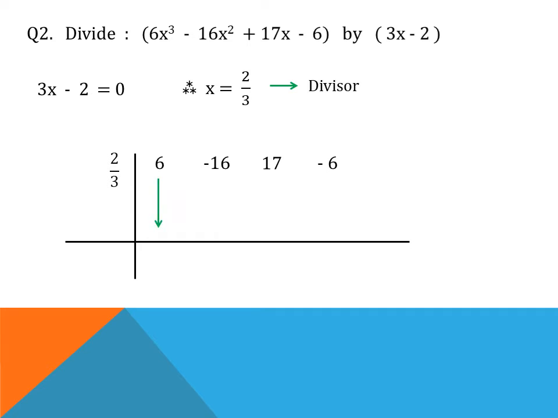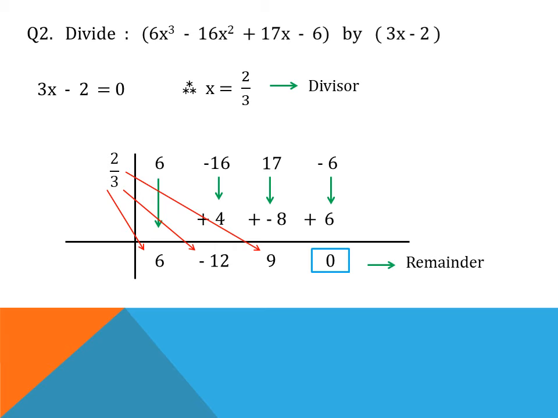First, 6 will be written as it is. Then it will be multiplied by 2 upon 3, which will give us 4. Now adding 4 with minus 16 gives us minus 12. Again minus 12 into 2 upon 3 will give us minus 8. Continuing the same way, solving it further, we are going to get the remainder as 0. Now the quotient again will begin with x square since we already had x in our divisor. So 6x square minus 12x plus 9 will be our quotient.